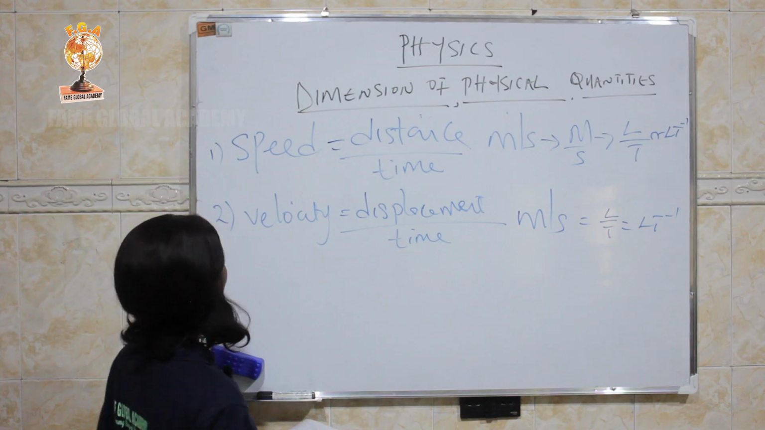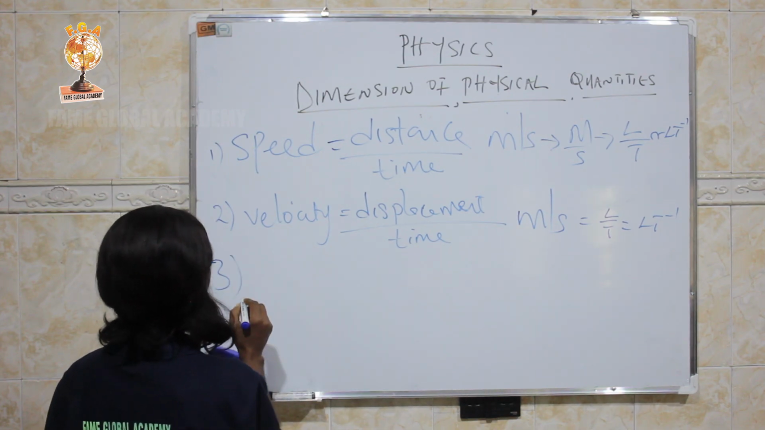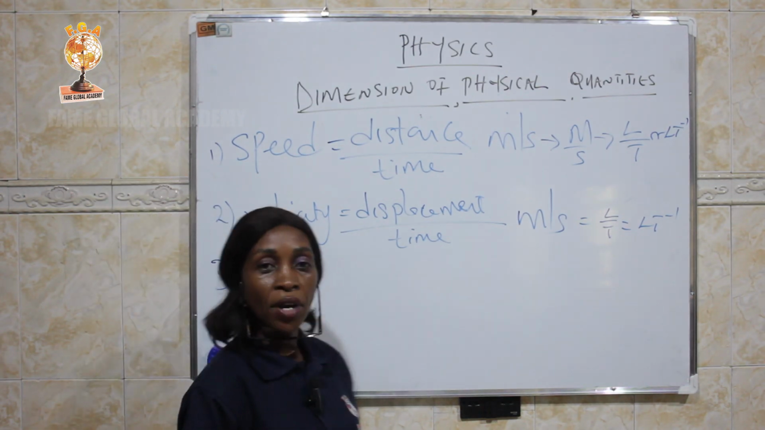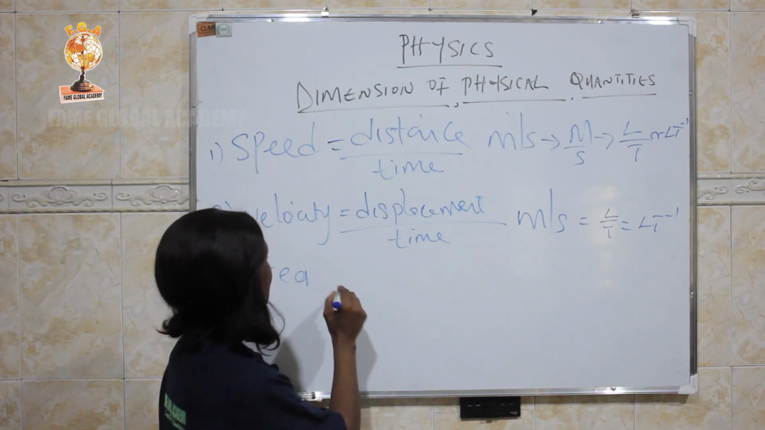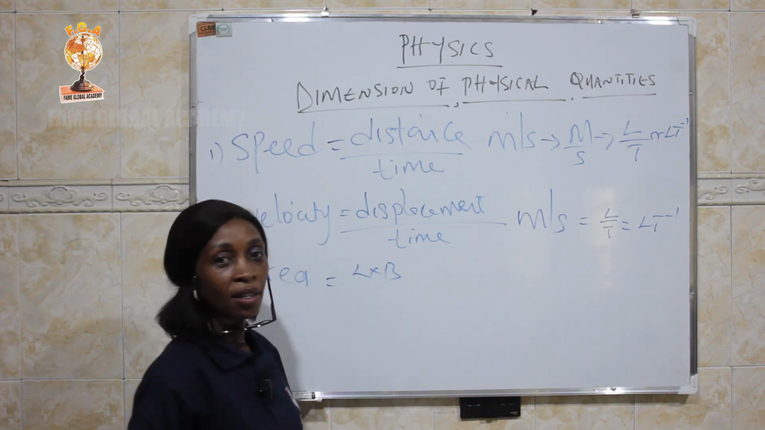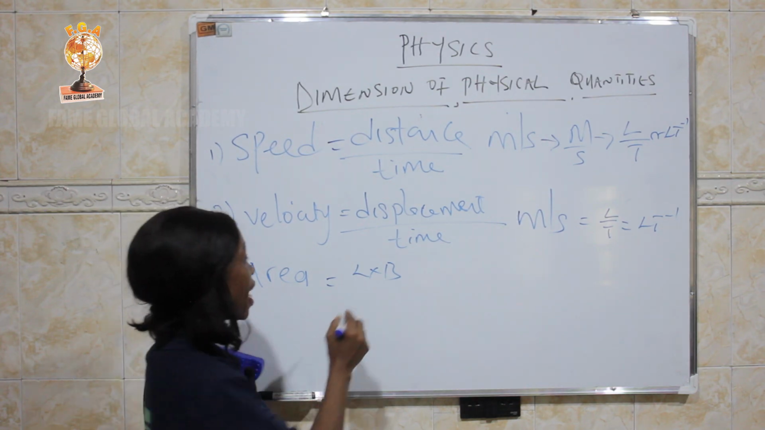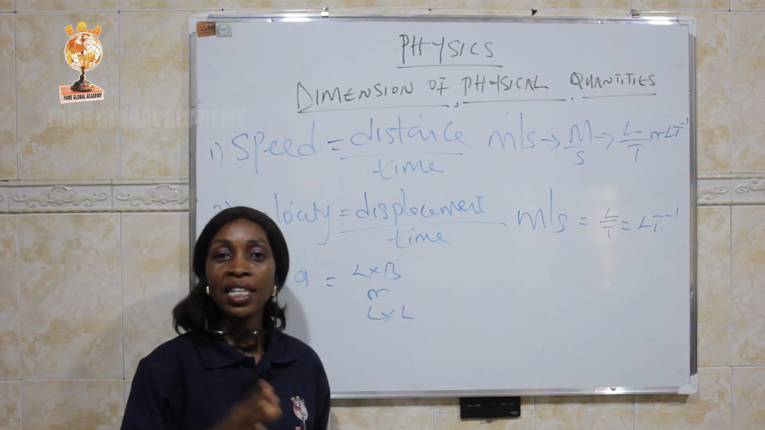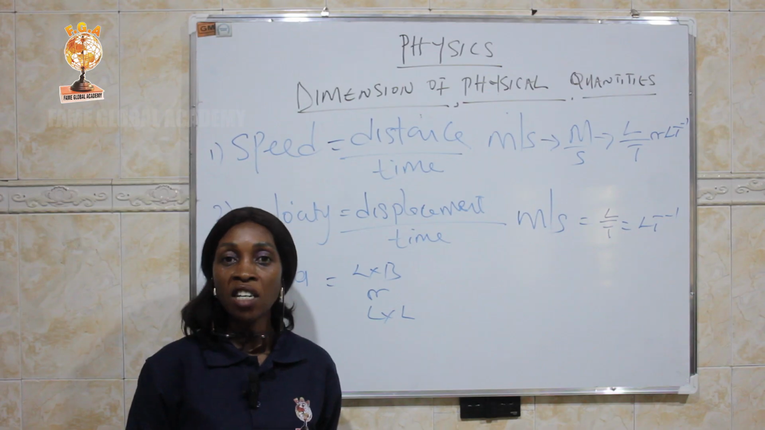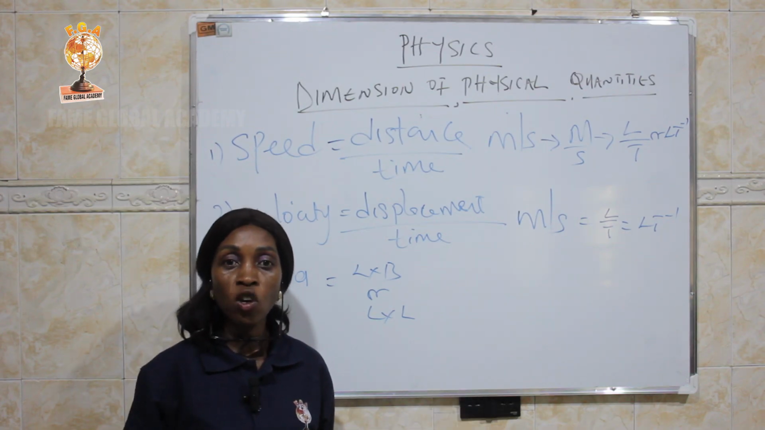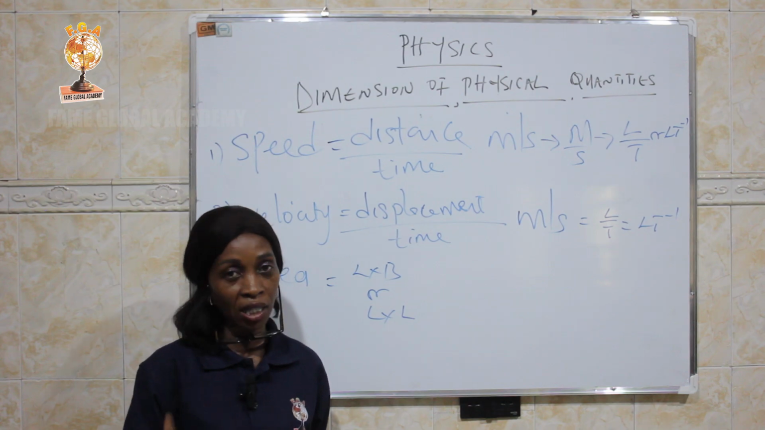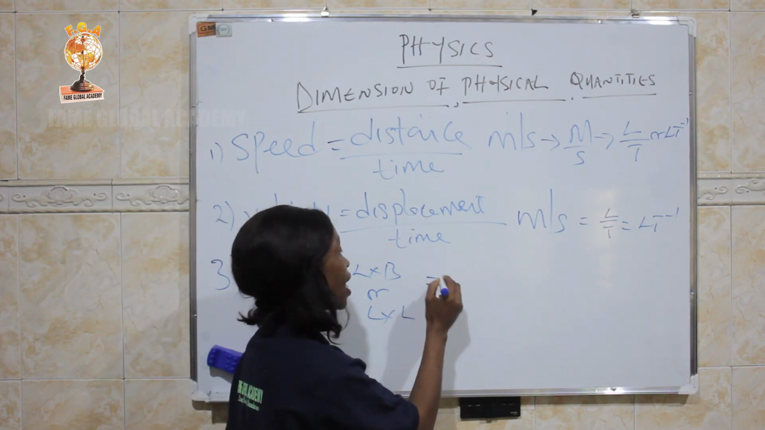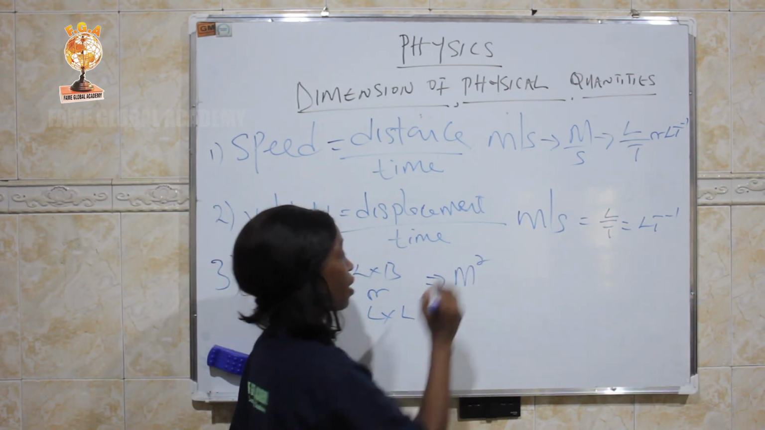Number three, let's go to area. Now, area in terms of formula is length times breadth, or length times length. If it is a square, it becomes length times length because all the sides are equal. If it is a rectangle, it becomes length times breadth because all the sides are not the same. So length times breadth is the formula for area, and the SI unit is meter square.